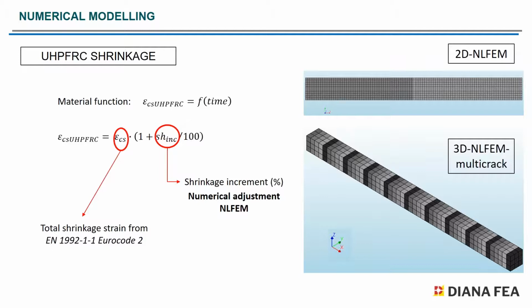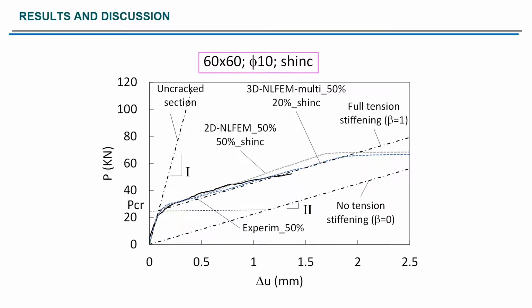Well, in the following slide, I'm showing one result of one of the specimens. It is the result of the numerical validation of a specimen of 60 millimeters and a rebar of 10 millimeters. We see that the results are in between the line, which is the uncracked section, this one, and this other one, which is the response of a bare bar.